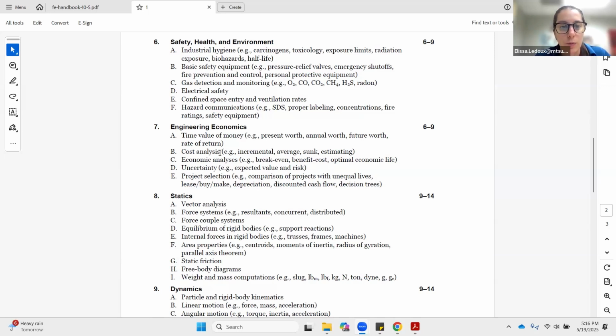Cost analysis, so benefits versus cost. Economic analysis, so sort of similar. So the cost analysis is just really how much does it cost you, and then economic is like the benefit, how much do you make versus how much does it cost you. So more of like the revenue versus cost and finding the profit.